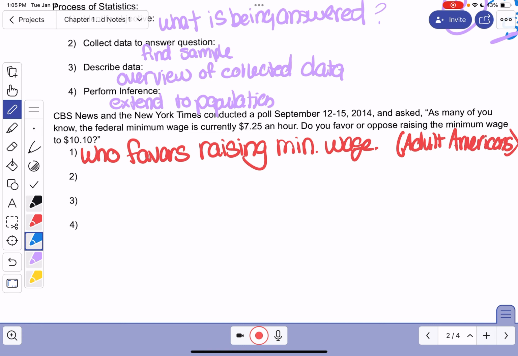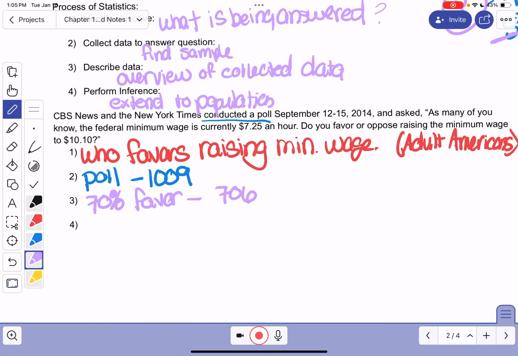So here it says they conducted a poll. So that polling was their sample. And they asked the people, do you favor or oppose? And again, it's not said in here, but they asked 1,009 adult Americans what they thought. Now our descriptive data would be 70% favor. 706 out of the 1,009 favored raising the minimum wage. So the descriptive data would be 70% favor.